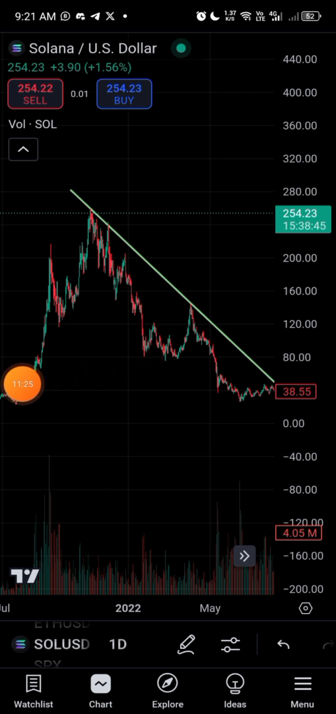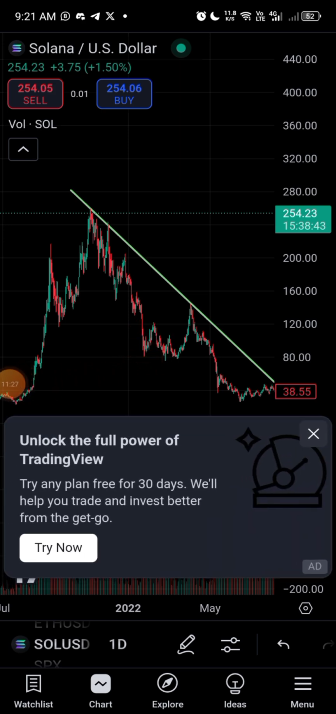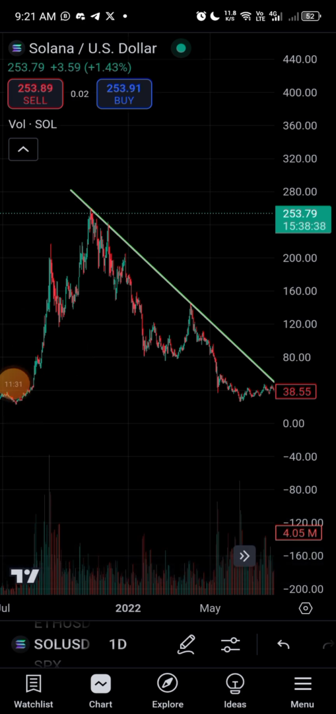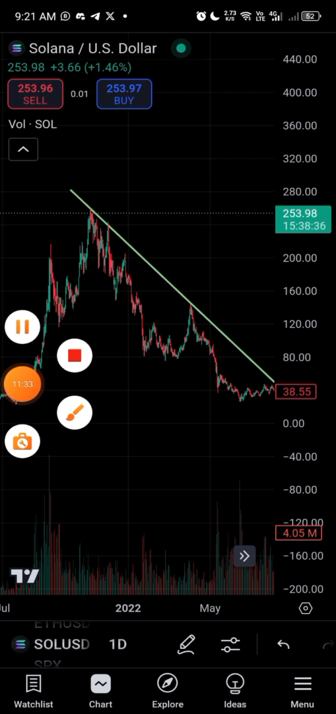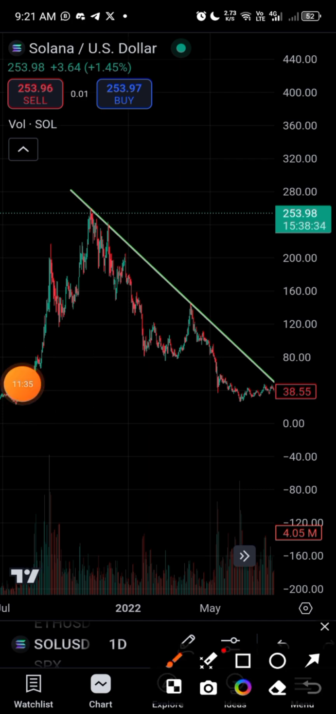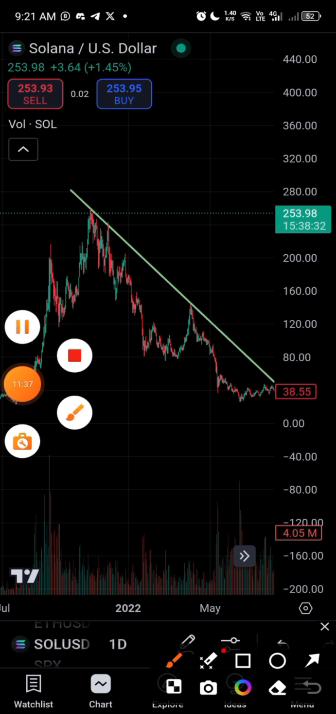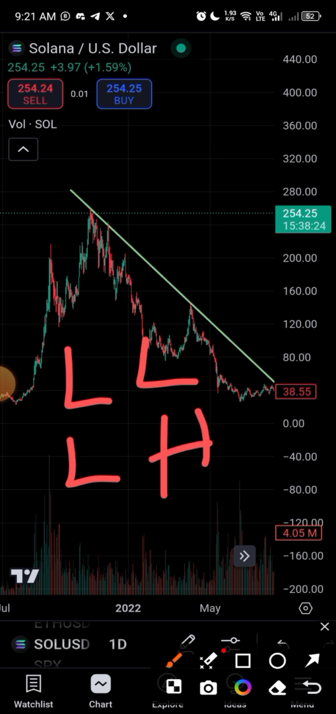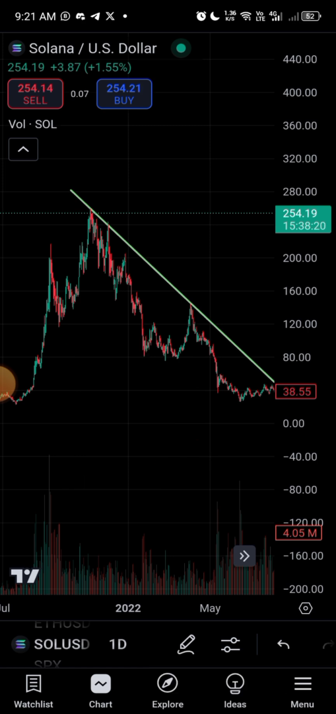Now for the down part, for the downtrend, the market is always making what we call lower low and lower highs. So for up movement, the market makes higher high. For down movement, the market makes what? Lower low and lower highs. So you are going to look at it together. Lower lows and lower highs. So let's look at it together.